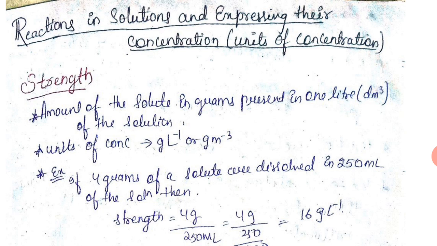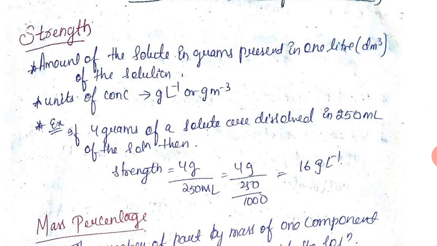The unit is gram liter inverse, or gram meter minus 3. Example, we can solve a question here. If 4 grams of a solute are dissolved in 250 ml of the solution, the volume should be 1 liter, I think, but here it is 250. So 250 by 1000 will be the volume. So strength is 4 gram by 250 by 1000, which is equal to 16 gram liter inverse.